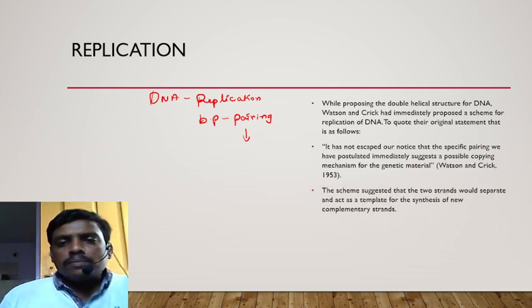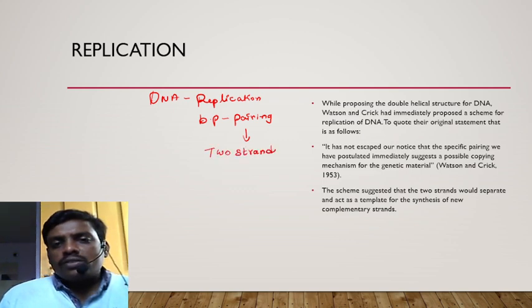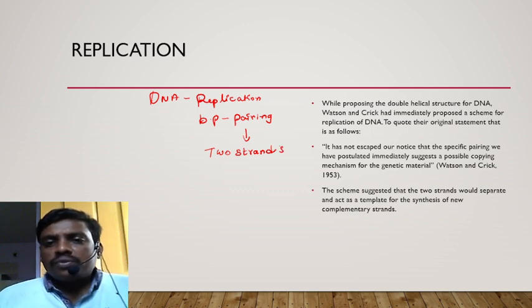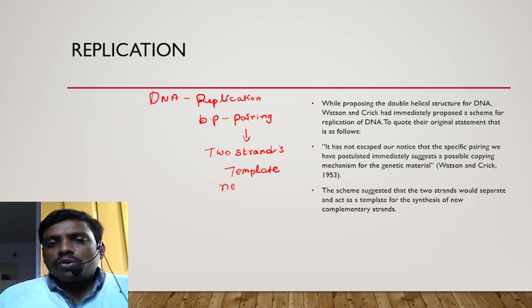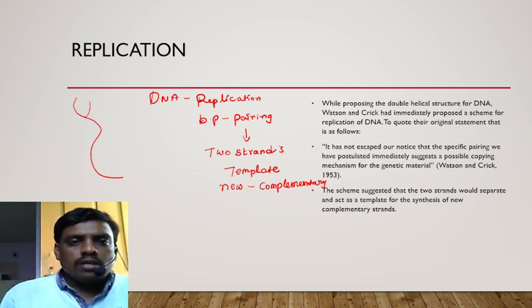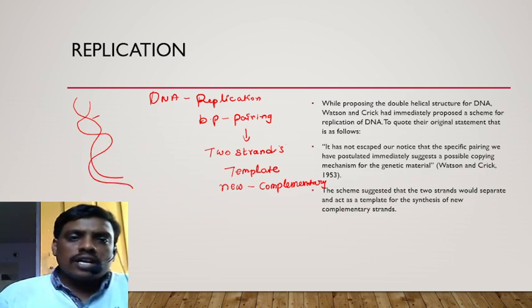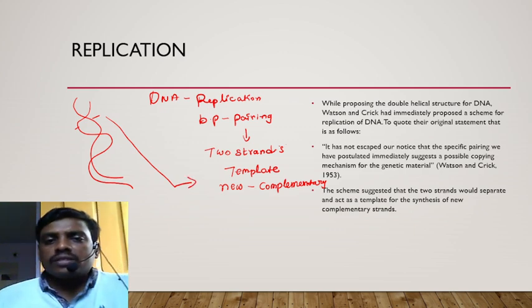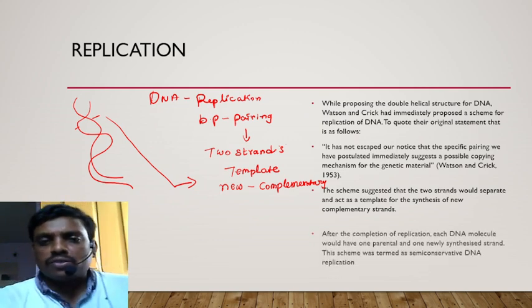Now, the scheme suggests that the two strands of DNA would act as a template for the synthesis of new strands, or complementary strands. What is complementary? Complementary is nothing but the formation of new strands. If you take the DNA as a double helical structure, the two strands can act as templates for the formation of complementary, or new, strands of DNA.